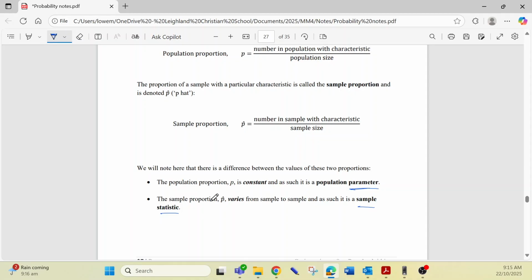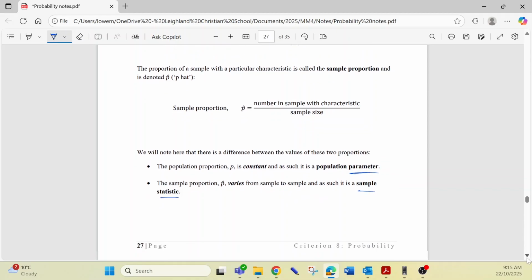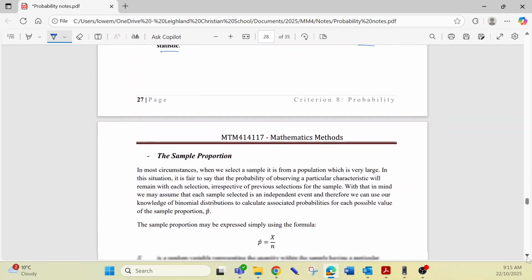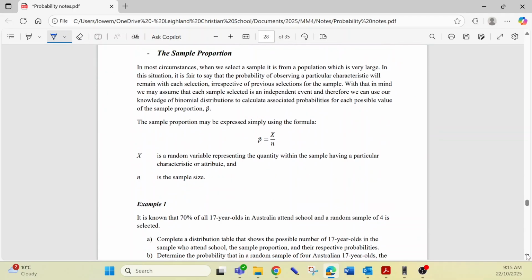Okay, and that's the crux really of what we're working with in this particular section or part of this unit on probability: the fact that p hat will vary from sample to sample. Okay, let's look particularly at the sample proportion.